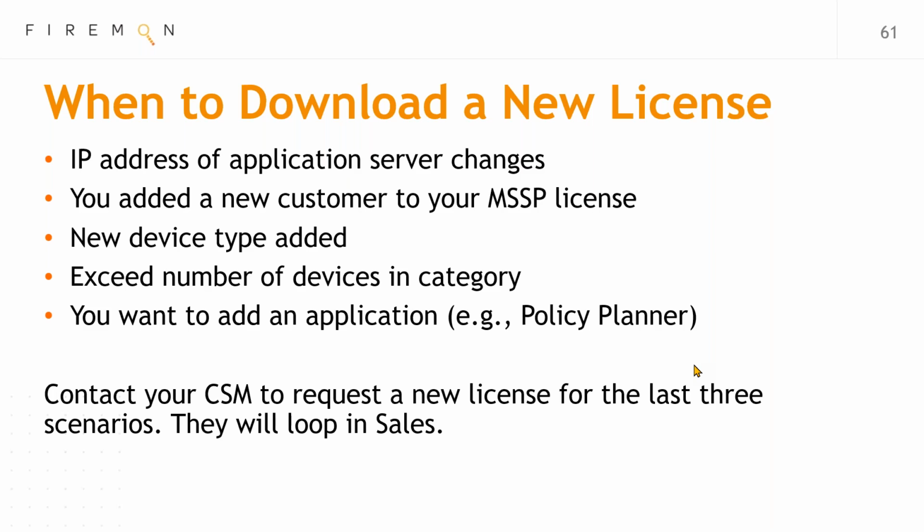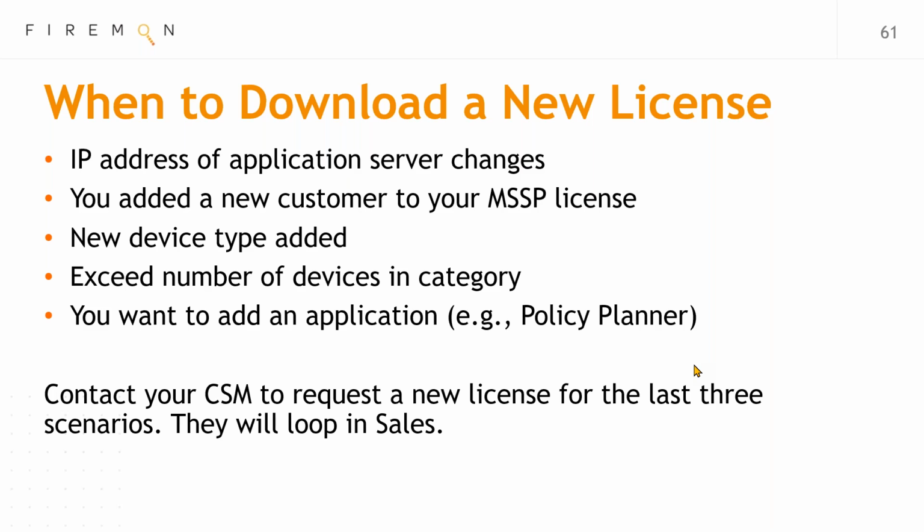When you add a new device type, for example, if you've only been managing firewalls up to now, but wish to pull in your layer 3 devices and manage some routers as well, you would need to license each of those devices as a different device type. And of course, if you've exceeded the number of devices in a given category for which you're licensed, you would also need to get new licensing for that. You can, of course, unlicense some of the devices that you might not be using and shift them around. Just be aware that you will lose usage data once you unlicense those other devices.